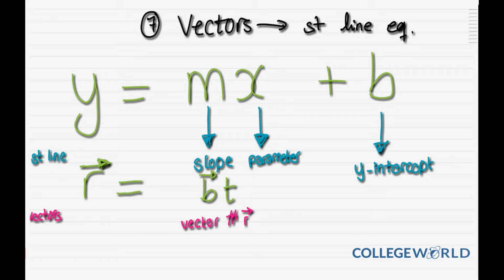It is just a scalar parameter. It doesn't have a direction. And then we're going to have our plus again. And instead of our b, instead of the y-intercept, here is where the difference comes in.